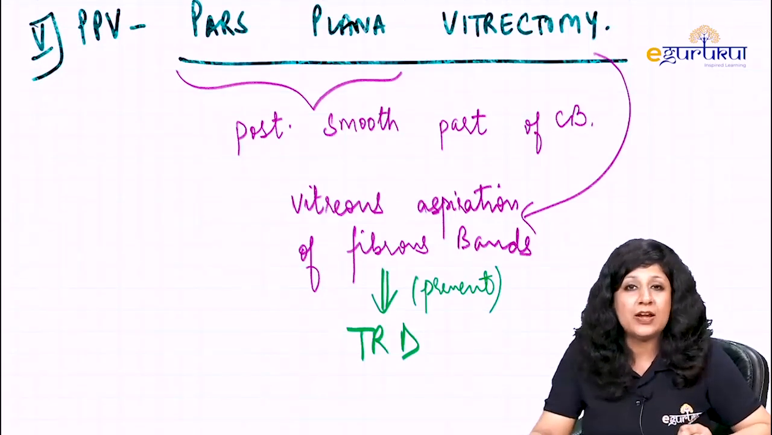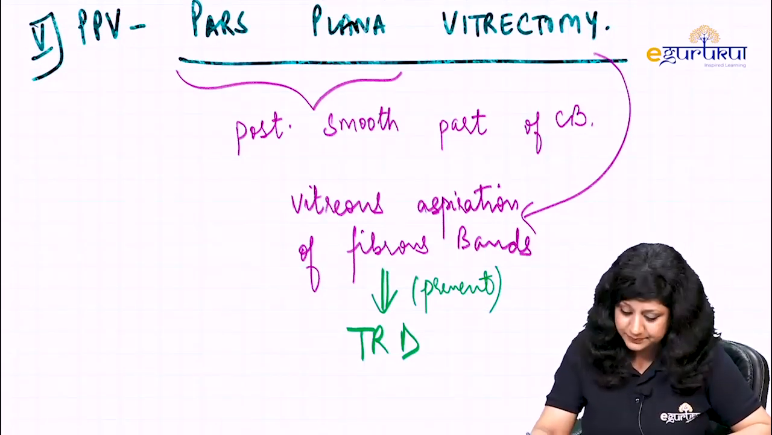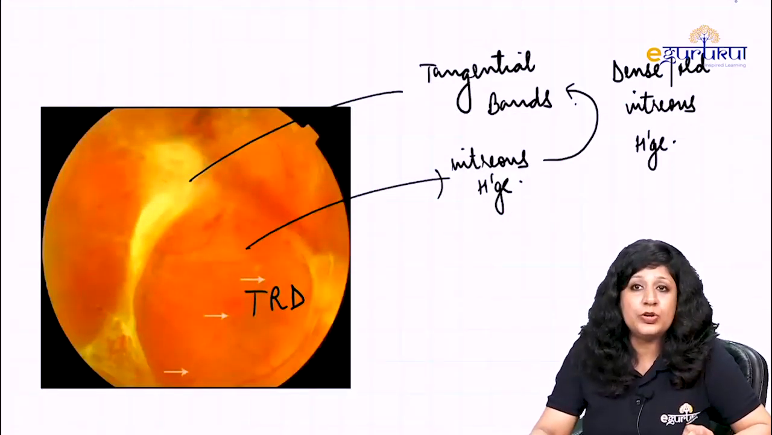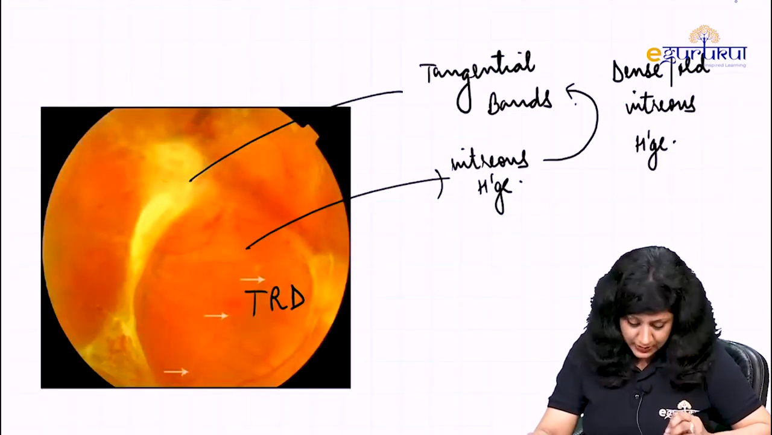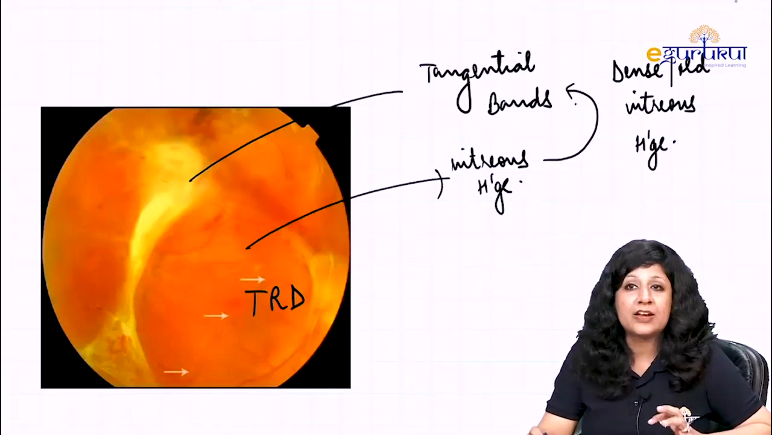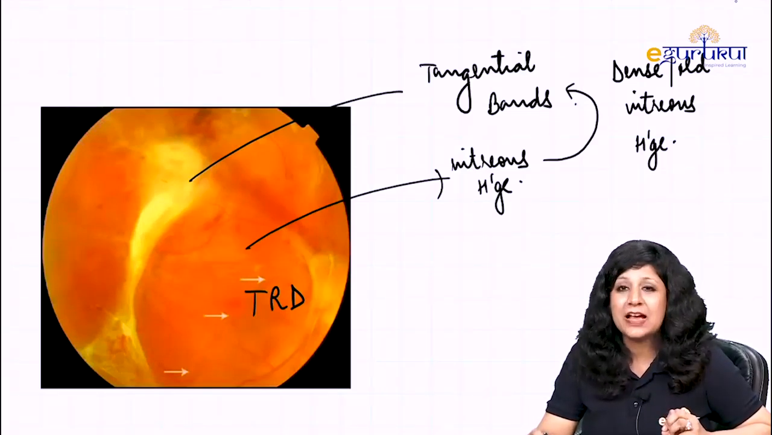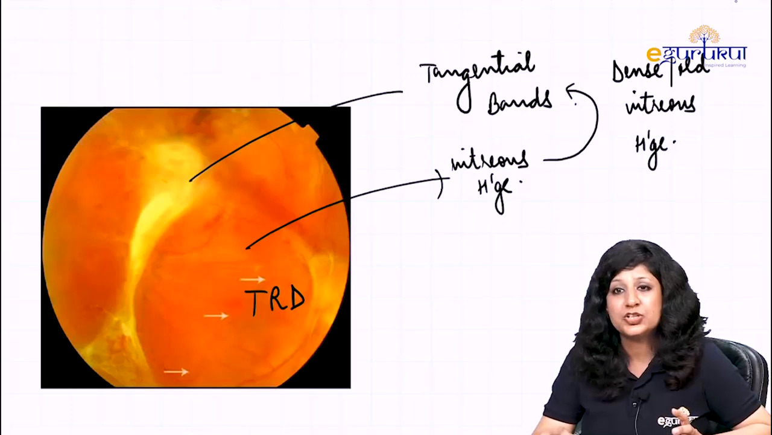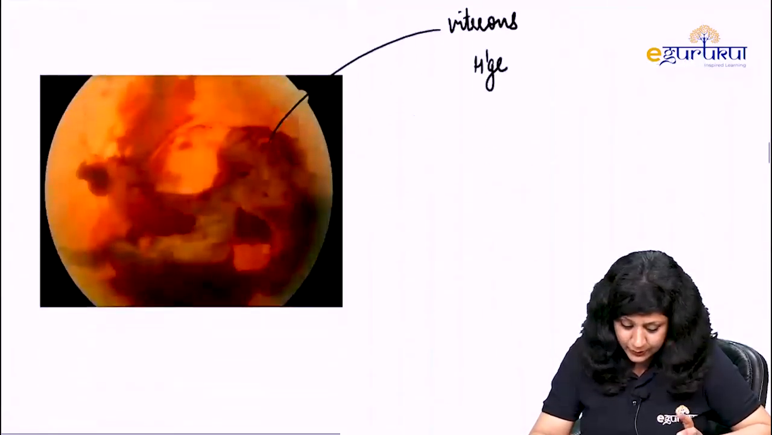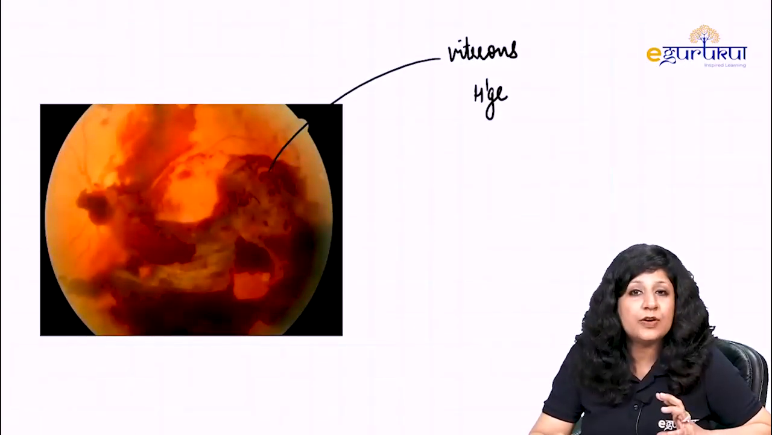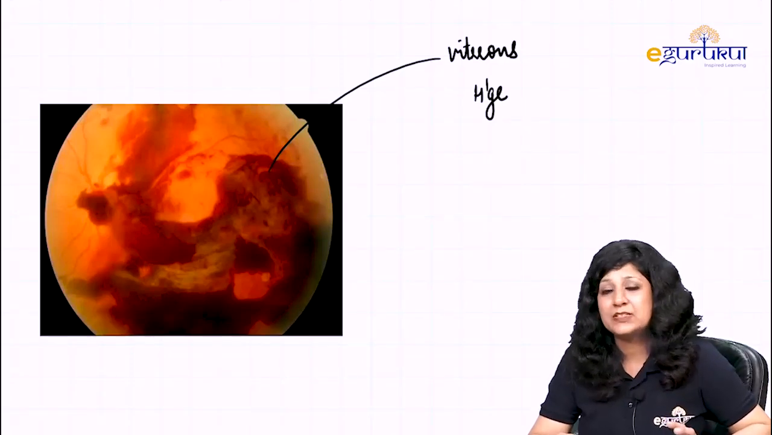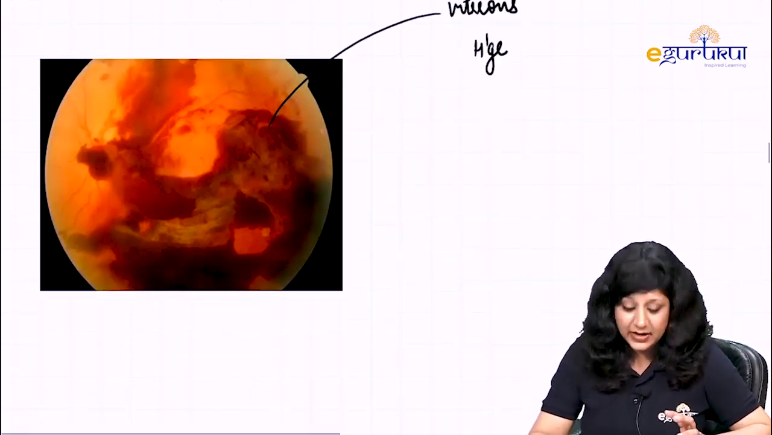Now let us try to see the visuals of these things. Like I showed you before, this is a kind of tractional retinal detachment that is taking place due to the tangential bands. Okay. Then we saw a lot of vitreous hemorrhage present in the cavity. It can be due to the PDR stage.